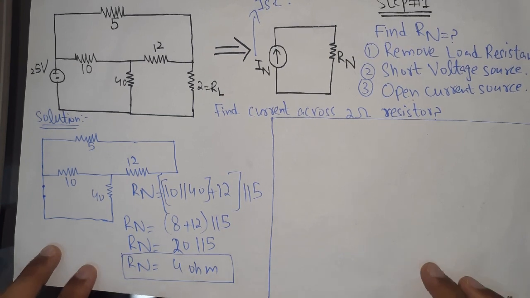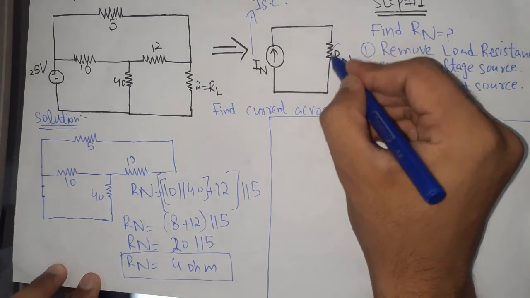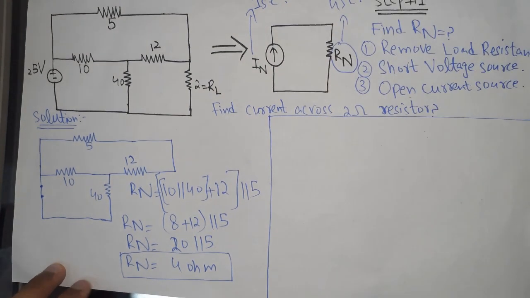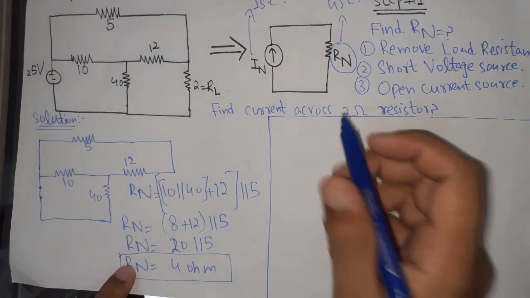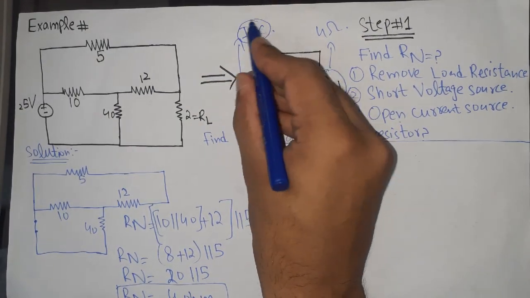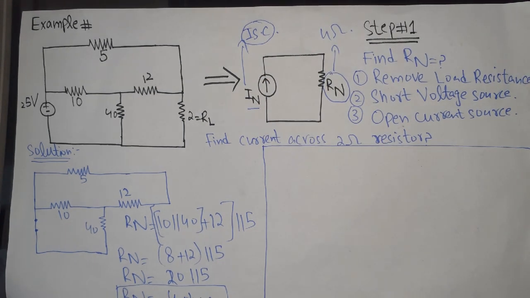Now students, our first step is done. We found the Norton resistance, which is 4 ohm. Now our next step is to find Norton's current, or short circuit current, using step 2.